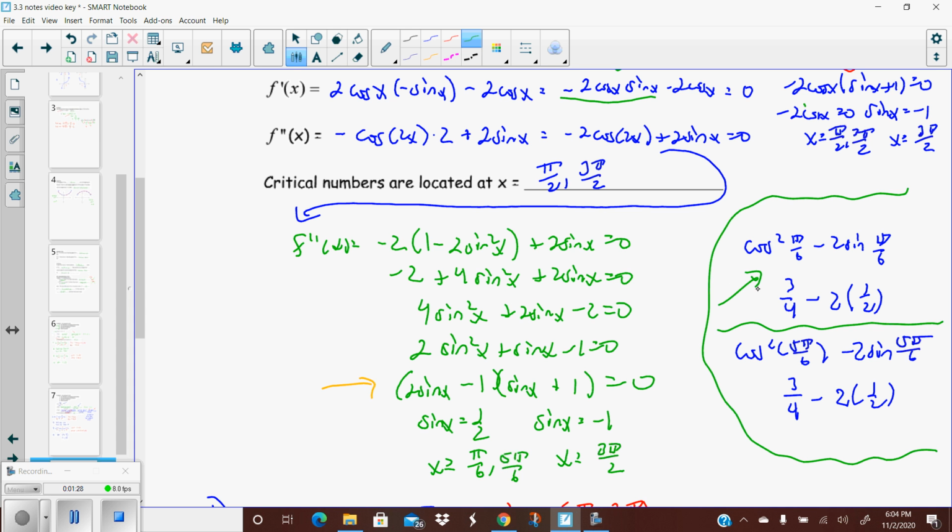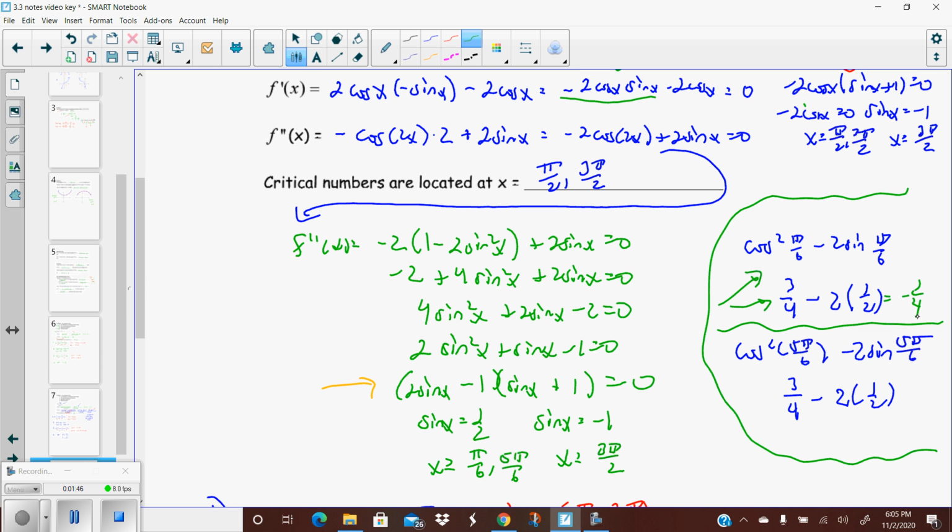Cosine of pi 6 is square root of 3 over 2. But when you square the square root of 3 over 2, you get 3 over 4 right here. And then sine of pi 6 is a half. So 2 times a half is 1. So you get 3/4 minus 1, which is negative 1/4.